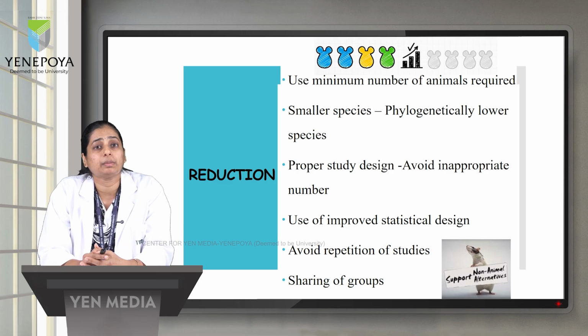To avoid repetition of the study: if the study is already done, why repeat it? Wherever possible, groups should be shared. That is, control groups can be shared if a similar kind of experiment is being done.